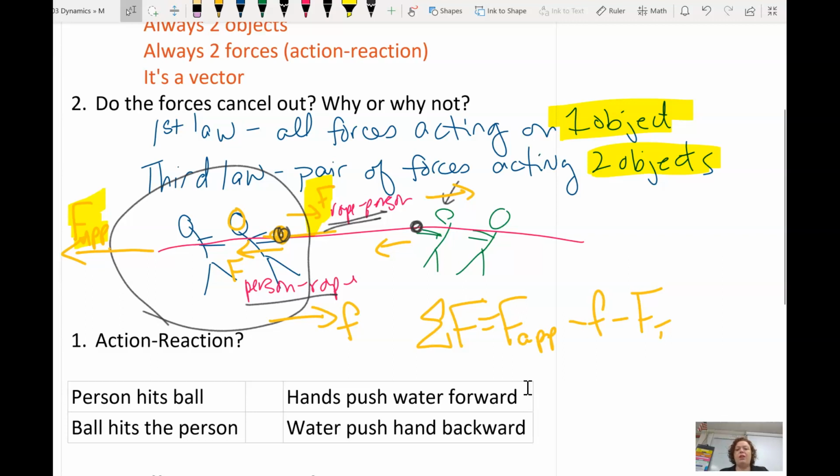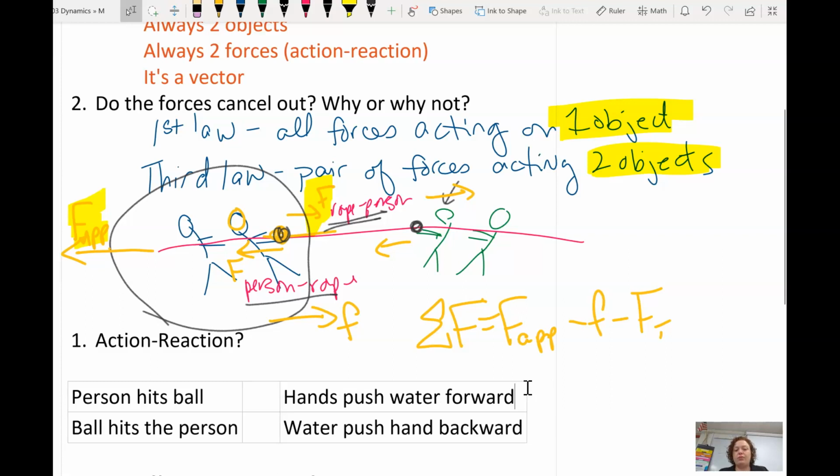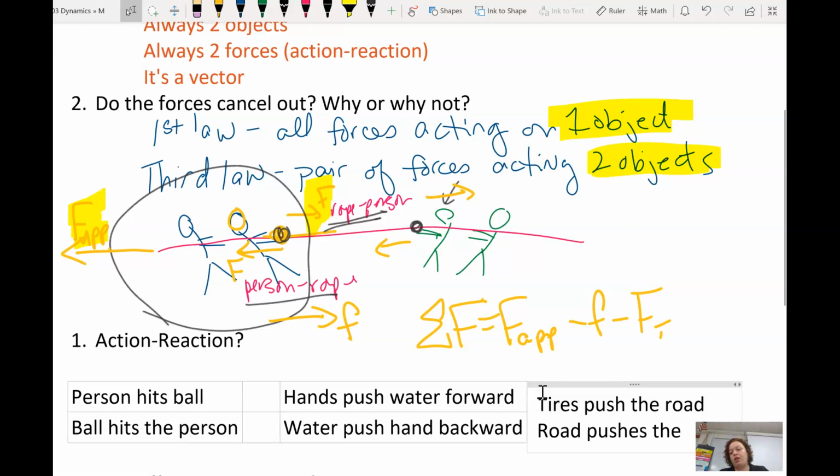Okay, another one would be thinking, how does a car ever move? Okay, what does a car do? The tires go over here then. So the tires push the road, right? And then finally, what does the road do? The road pushes the car.